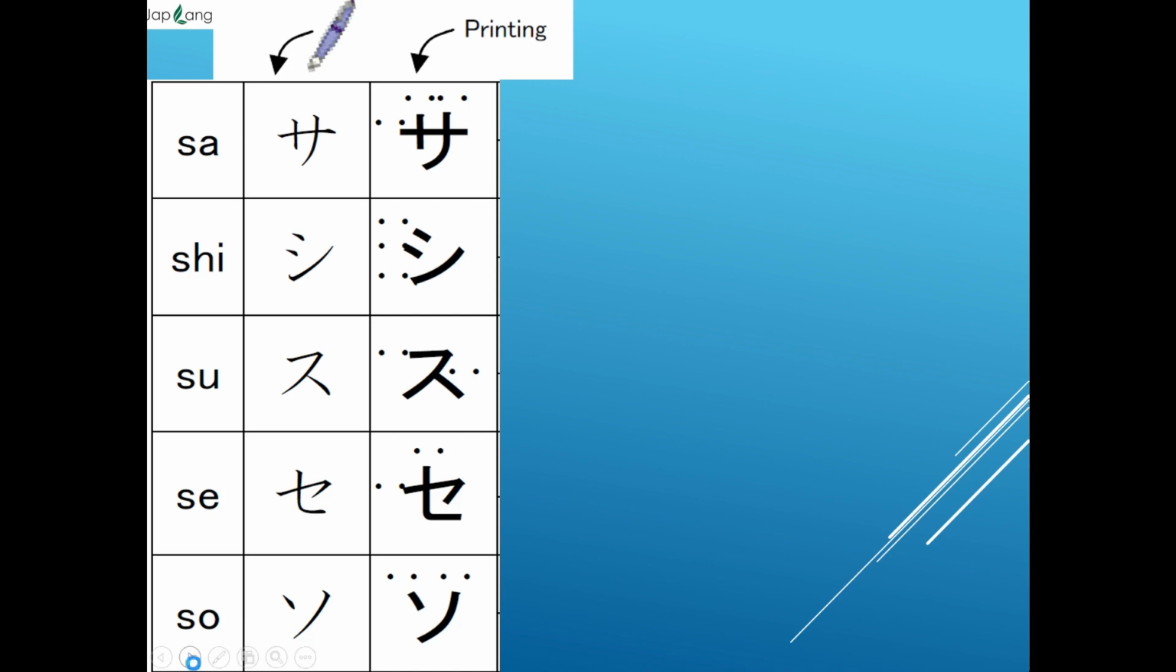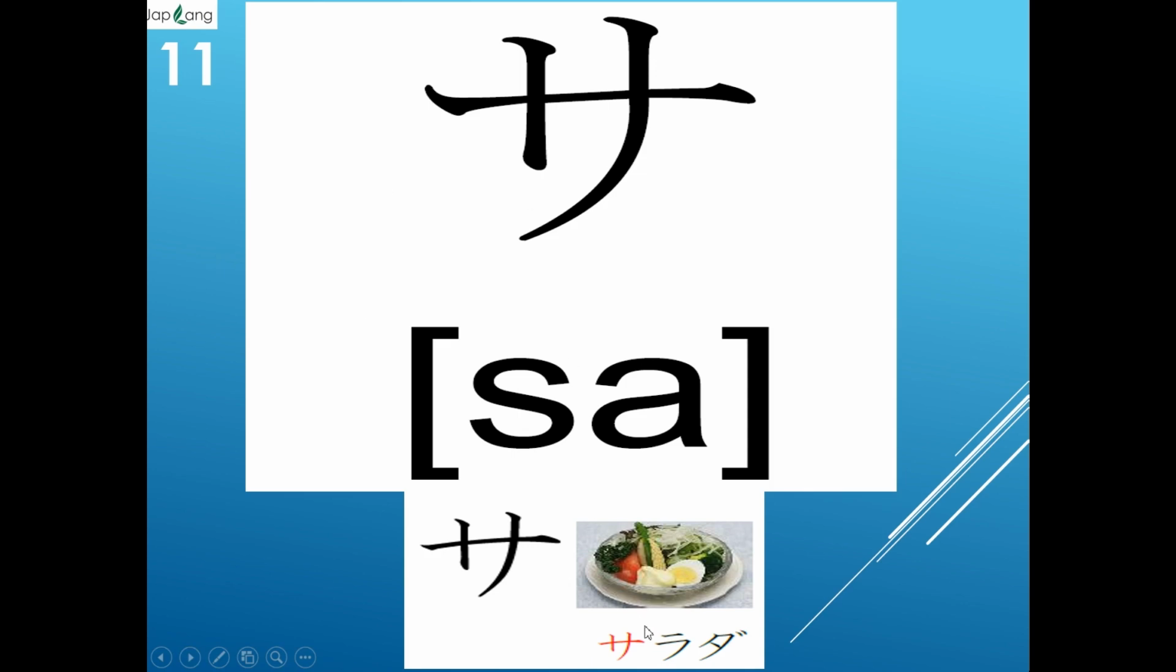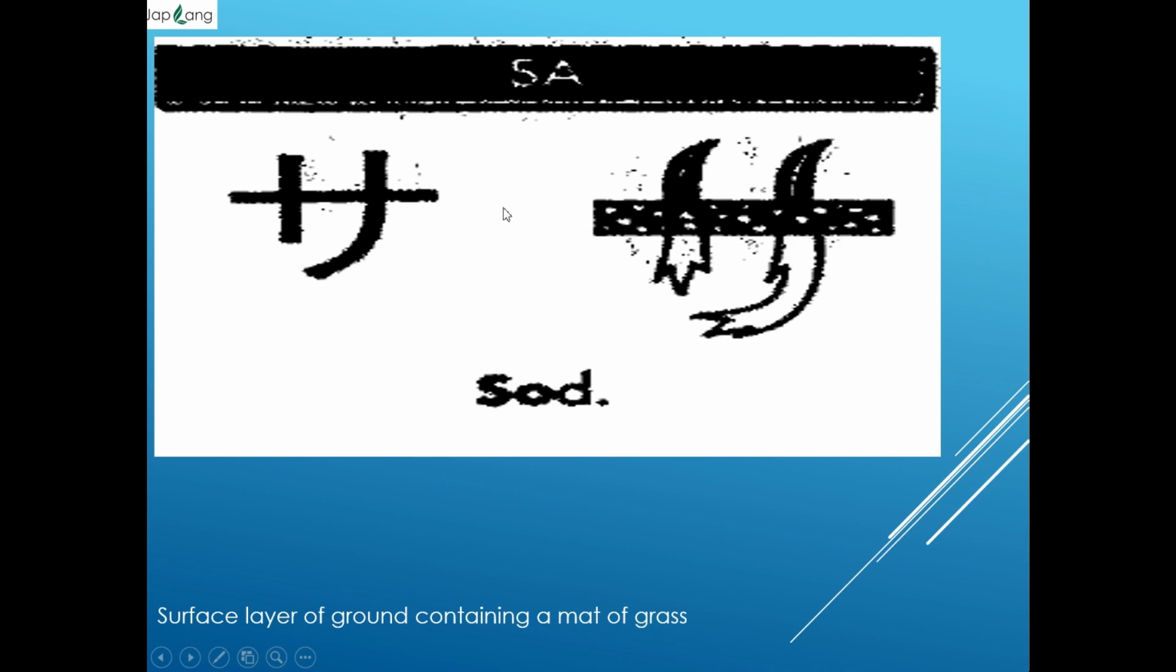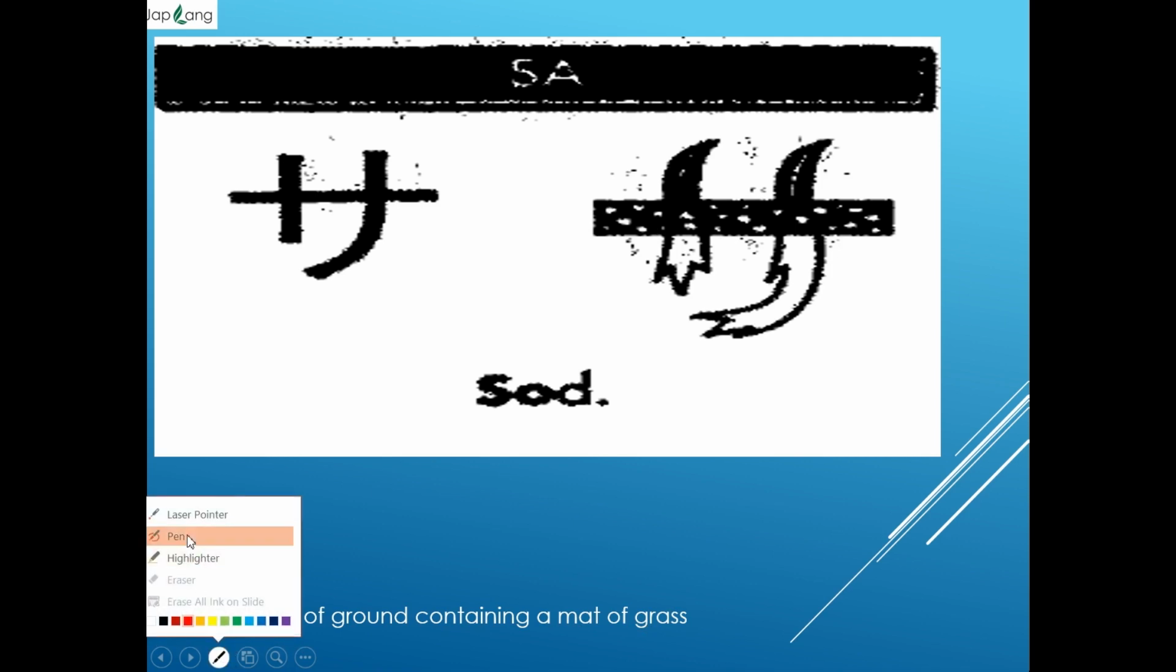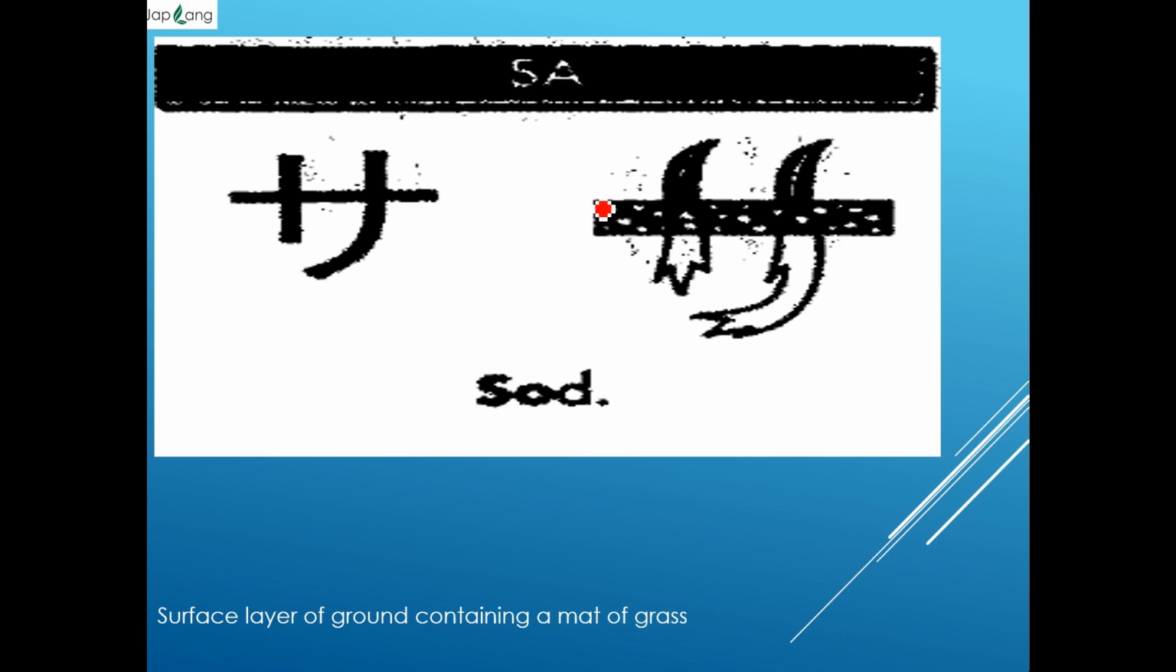We'll start from the beginning then. This is how it looks: sa. Sa stands for salad, sa as in salad. You can relate it with sod, the surface layer of ground containing a mat of grass. This particular portion is called sod. Sa is sod. You can remember this sod.